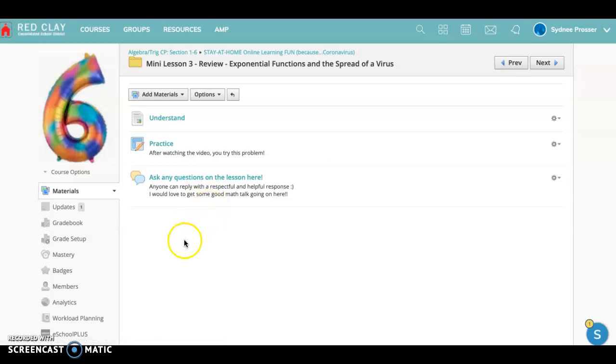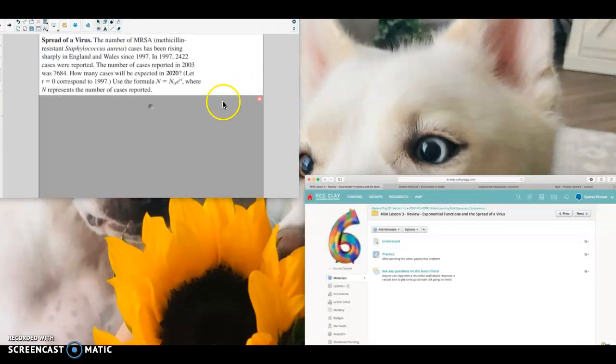Okay guys, so mini lesson 3 is a review, really ties into what we were learning about exponential functions. We're going to look at a word problem and you're going to see connections to that PERT formula we did in the beginning of chapter 5. Remember that A equals PE to the RT. So that really ties in nicely to a word problem that connects to the real world. We'll take a look at this.